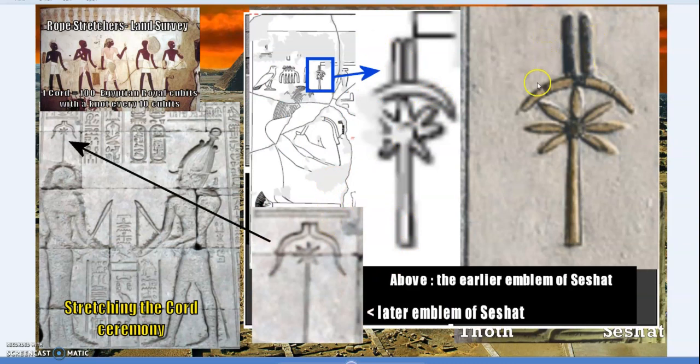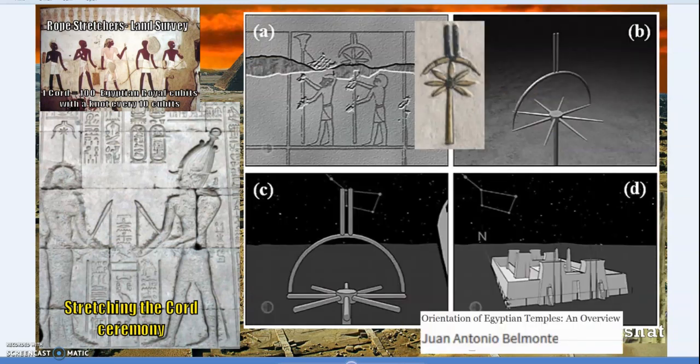So this is from Wepenefret, an image showing he was a high priest of Seshat. That's the color image. That's the old symbol of Seshat. The later symbol looks like this, but this is the older symbol of it, and that's a very, very important feature in regards to Seshat's role.